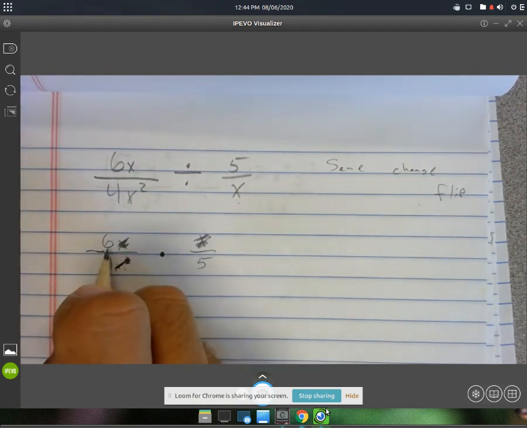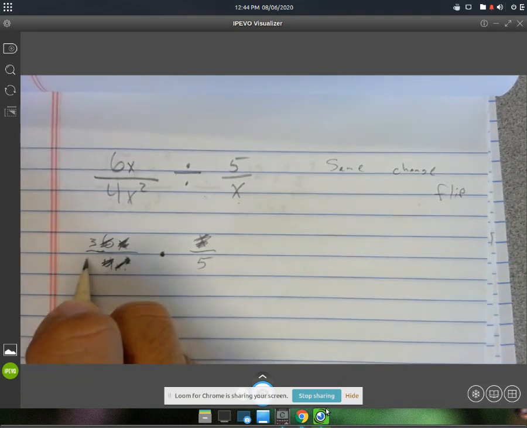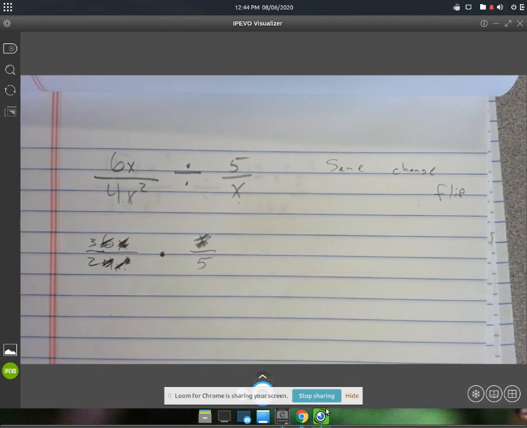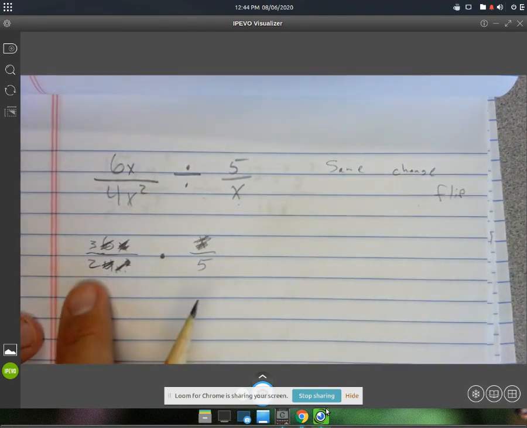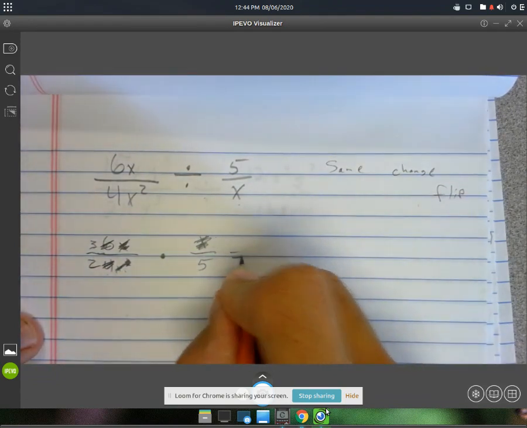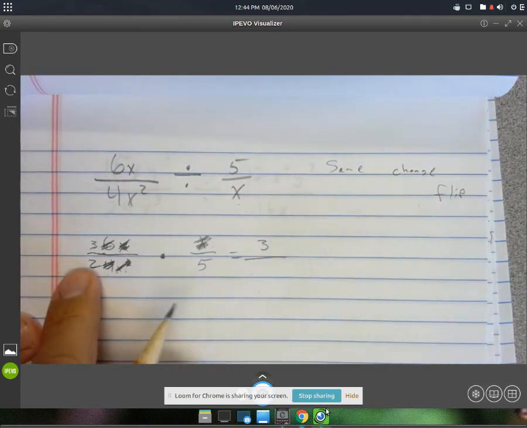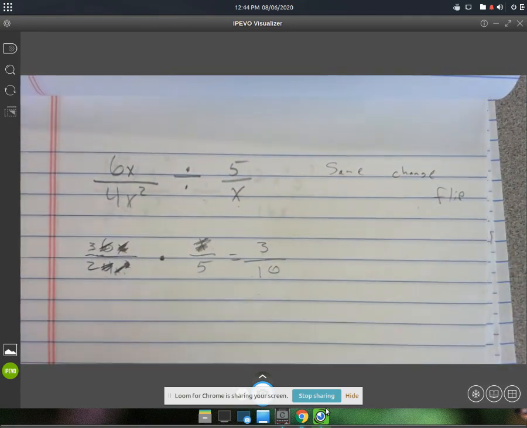All right, so if you divide this by 2, you'll get 3. Divide that by 2, and you'll get 2. And that's all you can do. 5 and 3 won't cross simplify, so you're done. You can just multiply straight across. 3 times 1 gives you 3, and then 2 times 5 gives you 10. All right, moving on.